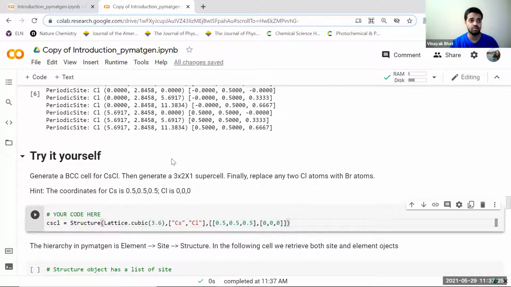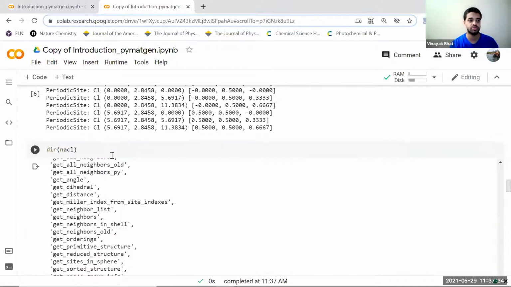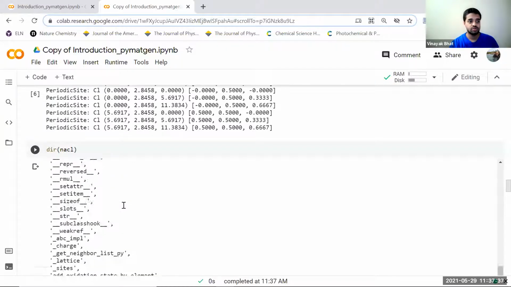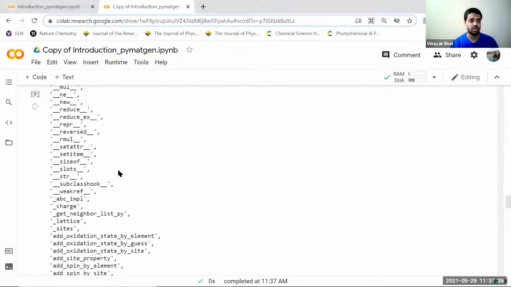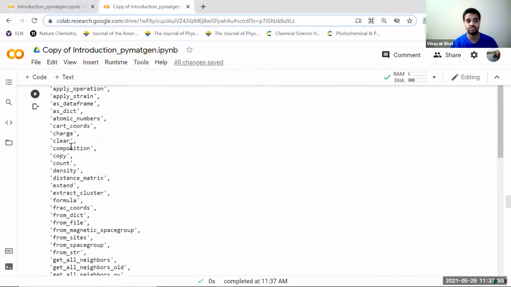And if you are interested in looking at what methods are present for it, you can just look it up. It has a large number of methods. You can add oxidation state, guess oxidation, and you can get Cartesian coordinates, atomic numbers if you want. You can even get the composition of something. And this is what we'll be using for machine learning later on. You can get the distance matrix.